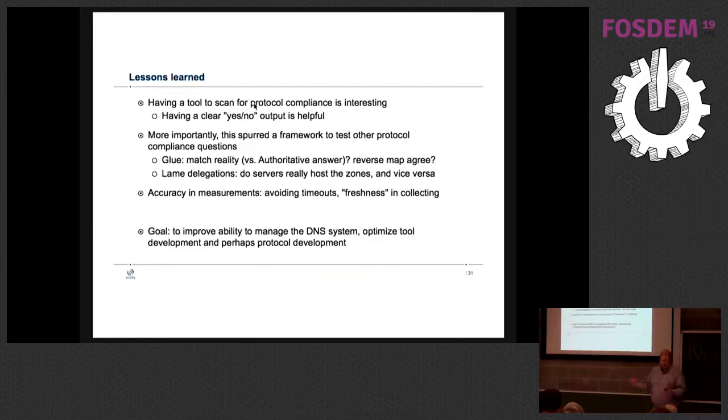So the goal of this is to improve the ability to manage the DNS system. Managing meaning not to regulate or push it around, but to know where to put more attention for improving parts of it. What parts of this will make DNSSEC go faster? What parts will make everything just click much easier?